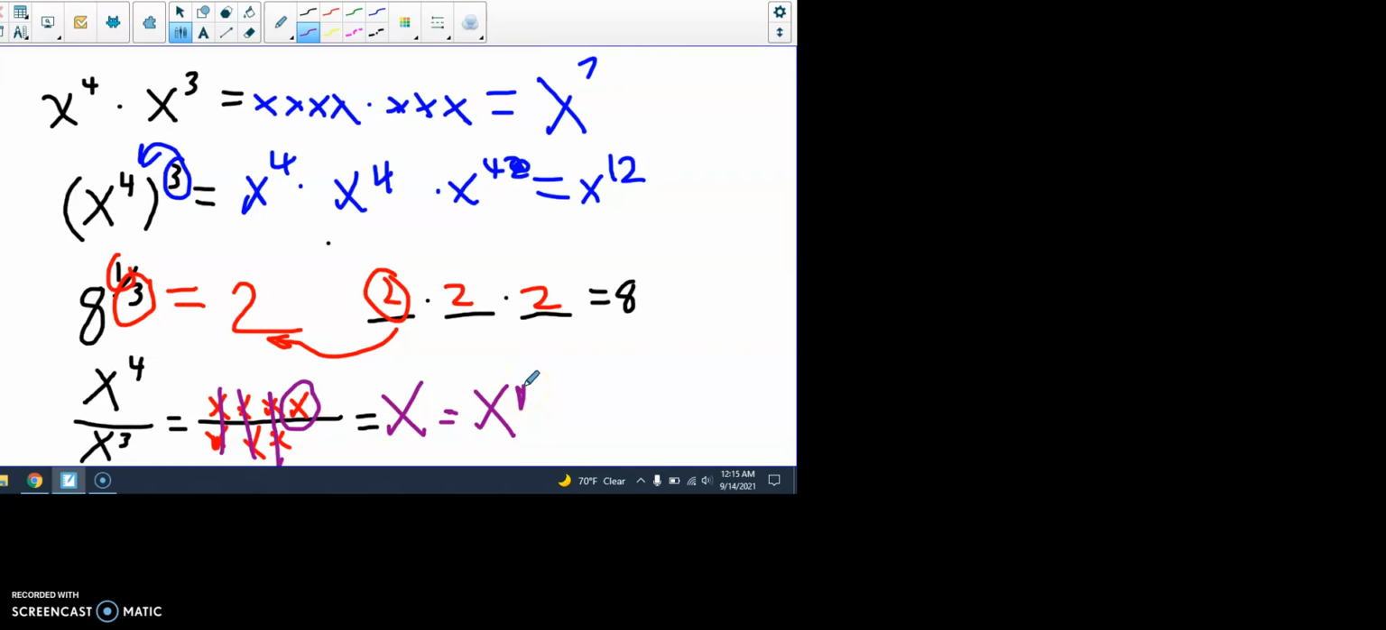So in these problems, look for some patterns, so that maybe next time you see the problem, if I have x to the 4th times x cubed, what's a faster way to get to the final answer? If I have x to the 4th in parentheses cubed, or something similar to that, how can I find that answer quicker than trying to expand it out? Same thing with the fraction x to the 4th over x cubed. Is there a faster way to get to the answer of x to the 1st power?